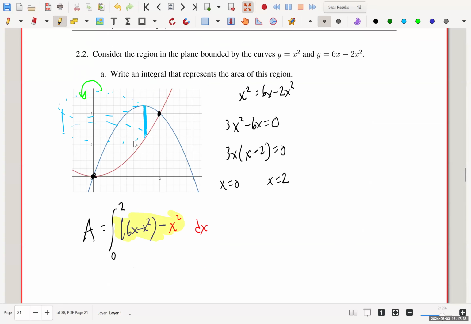Well, what about my shell radius? The shell radius is the distance from one representative strip to the axis of rotation. So this little strip here is at some position. Let's call it X. And I'm going around X equals 0. What is the distance?